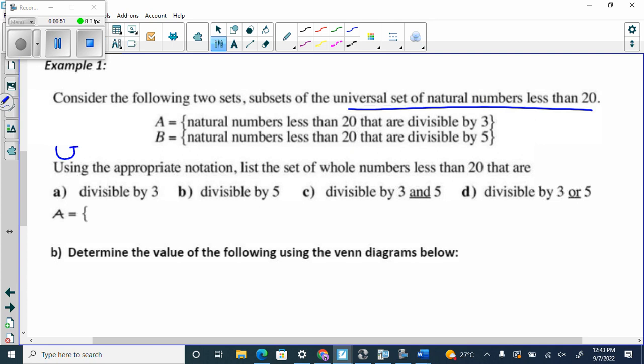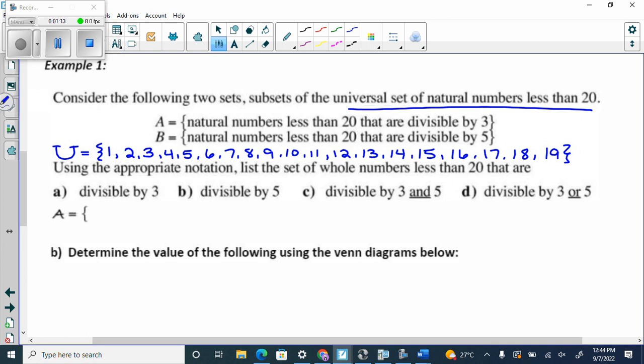So we're going to go the universal set. We're going to do squiggly bracket, and we're going to go 1, 2, 3, 4, 5, 6, 7, 8, 9, 10, 11, 12, 13, 14, 15, 16, 17, 18, 19. You don't include 20 because it doesn't say equal to, right? So make sure you're writing, make sure your phones are not on your desk if you feel the need to touch your phone. Okay.